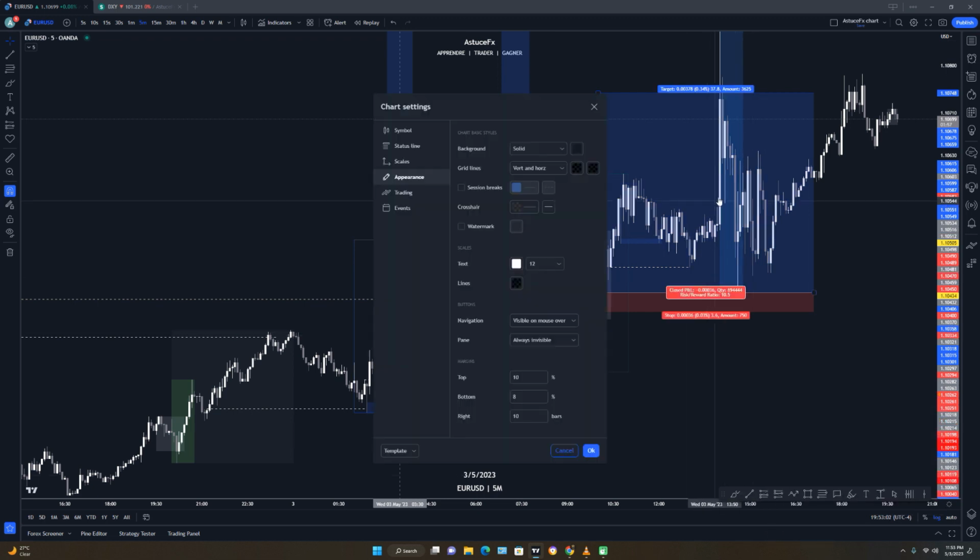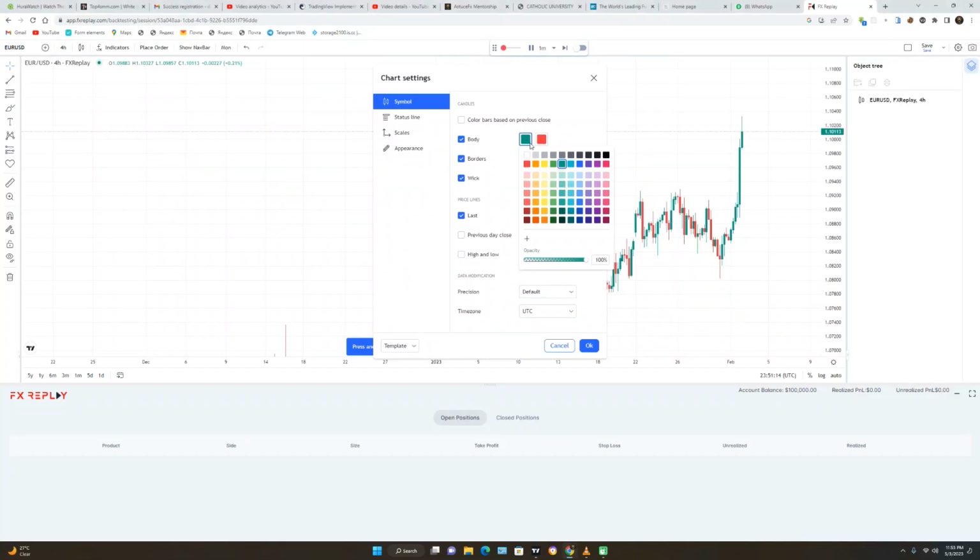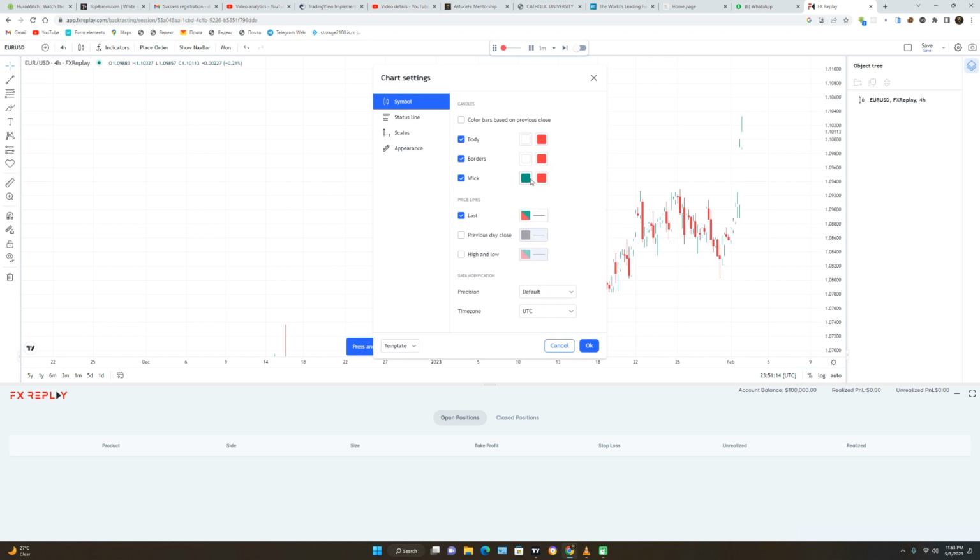So my bullish candles are white. Let me go to symbol settings. The bullish ones are white, and the bearish ones are gray, which is the one down here. So let's try to set it up that way. So the bullish are white, and the bearish are gray.